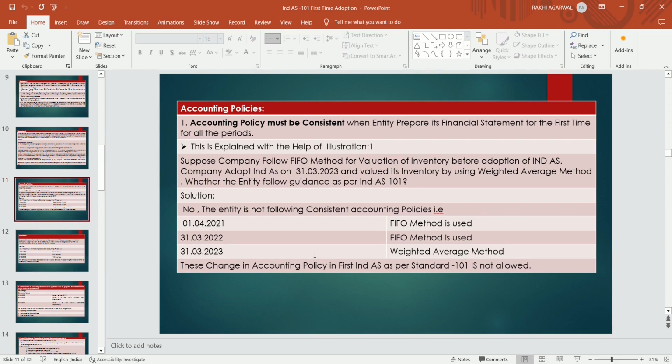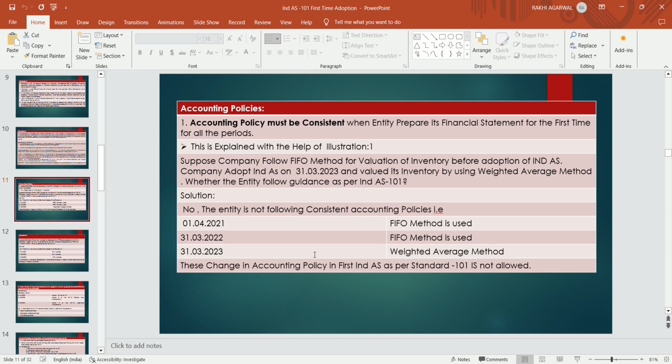Now we are going to discuss the accounting policies. There are some policies which we are going to discuss because policy must be consistent. They have to follow consistent accounting policies when the entity prepares its financials for the first time for all the periods. Because if they are not consistent in disclosing their policies, it would not be considered that they are preparing their balance sheets as per IND-AS.